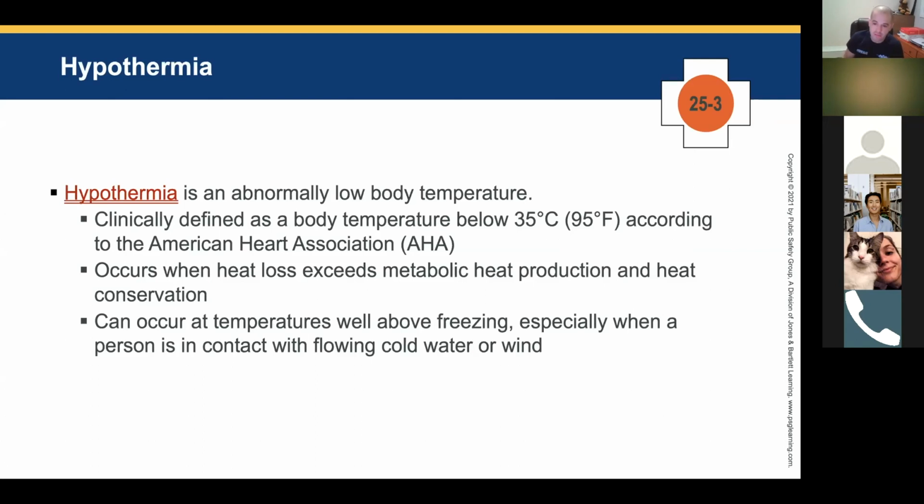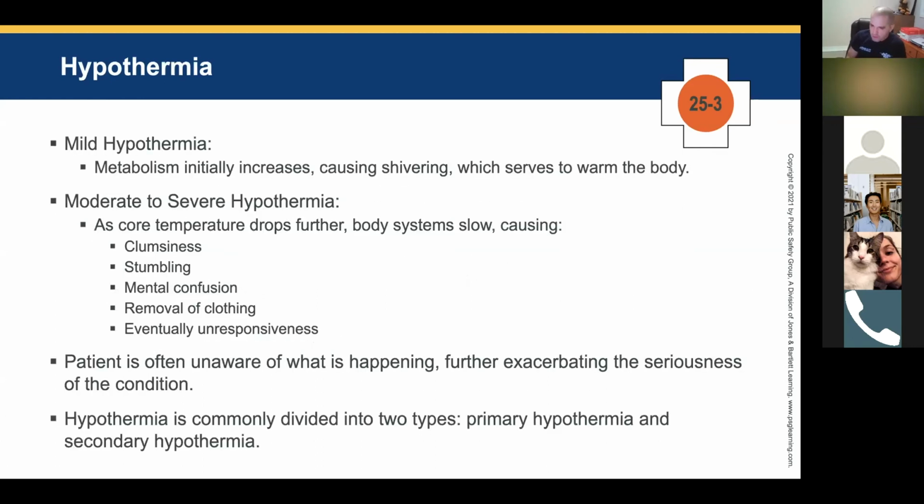So you can have hypothermia in temperatures that are above freezing. So let's say 40, 50 degree temperatures, you can have hypothermia. Or if you're in cold water, water that's 50, 60 degrees, you absolutely can have hypothermia set in. So hypothermia is classified as mild, moderate, and severe.